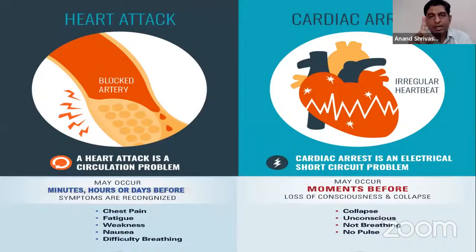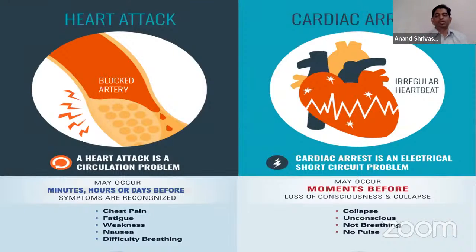Okay, and cardiac arrest happens suddenly. Therefore, it's known as sudden cardiac arrest. Remember, heart attack is not known as sudden heart attack because heart attack has early warning signs, but cardiac arrest does not. Okay.